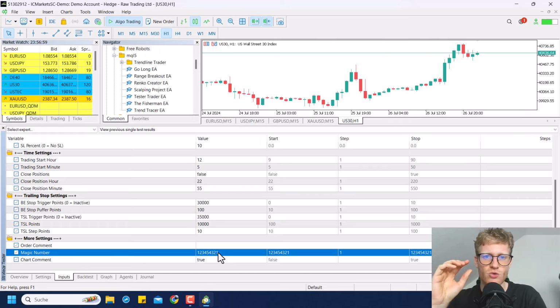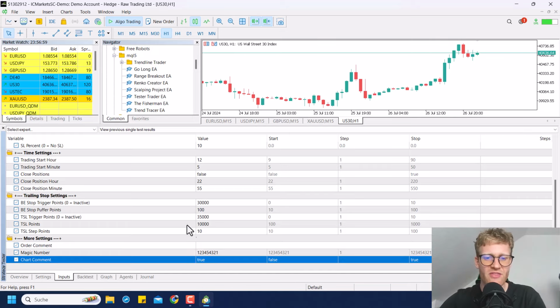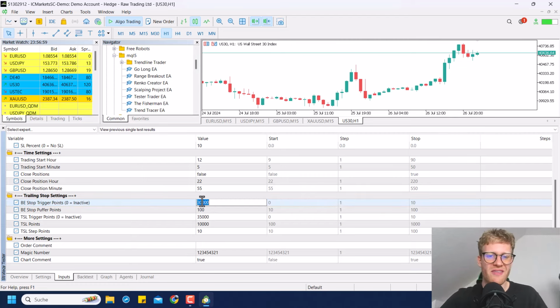Because if your computer shuts down, for example, or if MetaTrader crashes and you restart everything, this is how the expert advisors find their own trades. So you will need to use a different magic number for every single expert advisor in your account. And then the chart comment is just, you can decide if you want to have this little chart comment in the upper left corner of the chart.